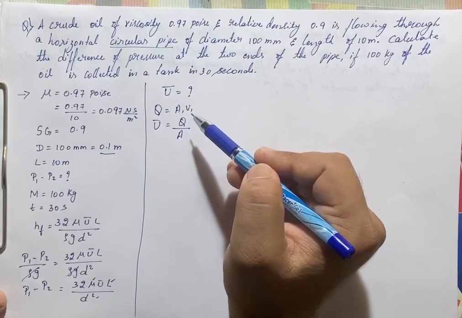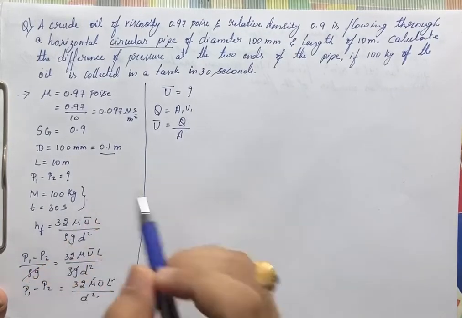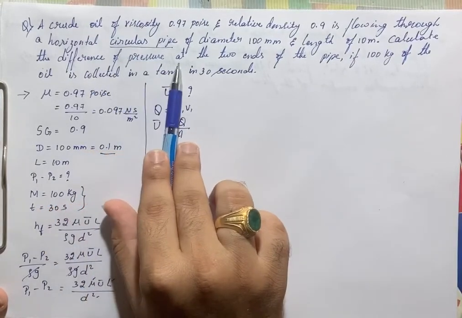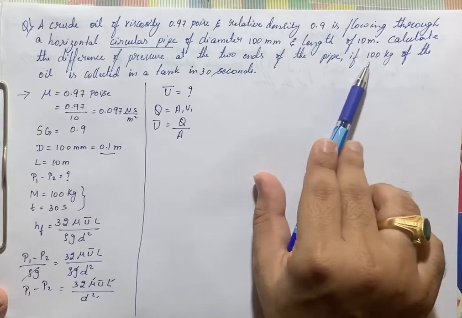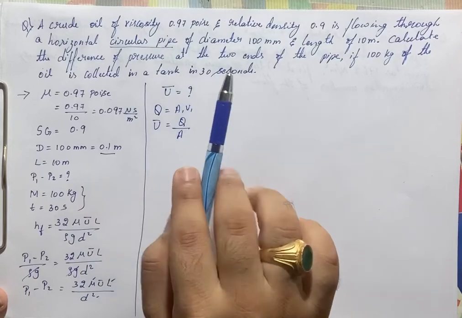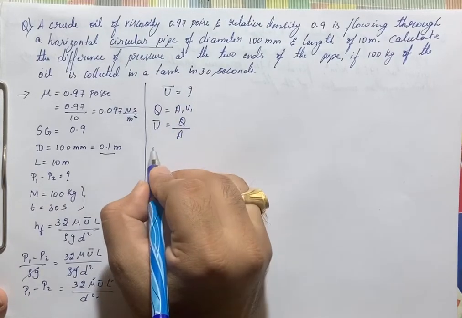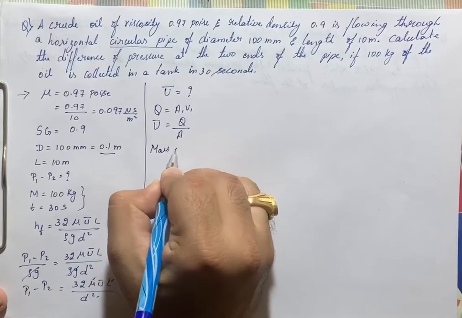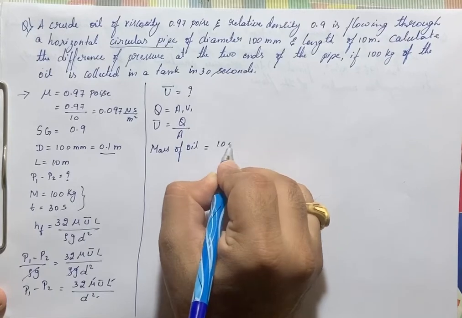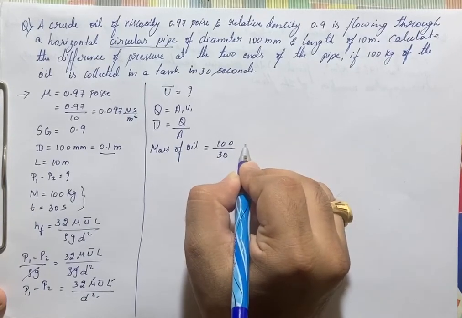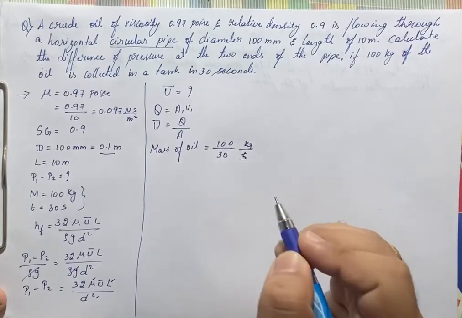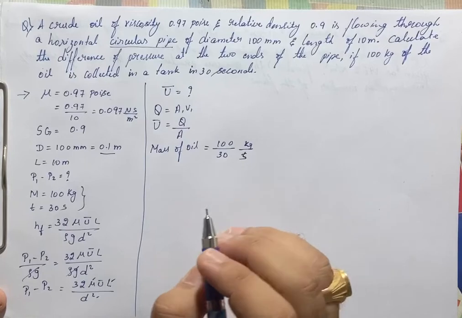Right. But instead of discharge, what has he given? I told you previously, here he has given: calculate the difference in pressure at two ends of the pipe if 100 kg of oil is collected in a tank in 30 seconds. That means this is the mass of oil, right? Mass of oil, here 100 kg is collected in 30 seconds, that is kg per second, the unit of this one, right?